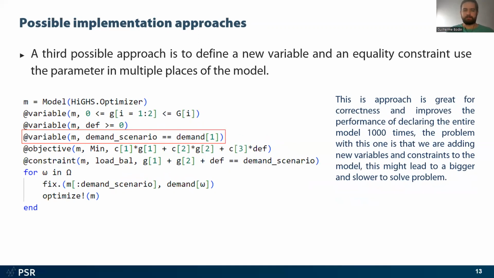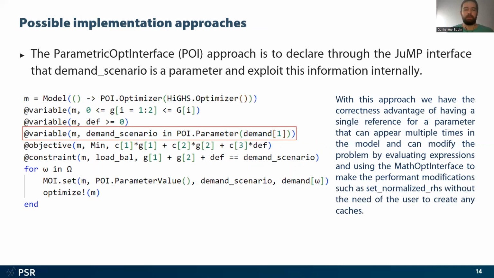A third approach is to add some equality constraints with variables that allow you to keep a reference for a parameter in your model. And then when you have to update the values of your parameters, you simply update them using the JuMP interface. This is quite okay, it's very robust, but it adds new constraints and variables to your model. So it can lead your model to being bigger and slower to solve.